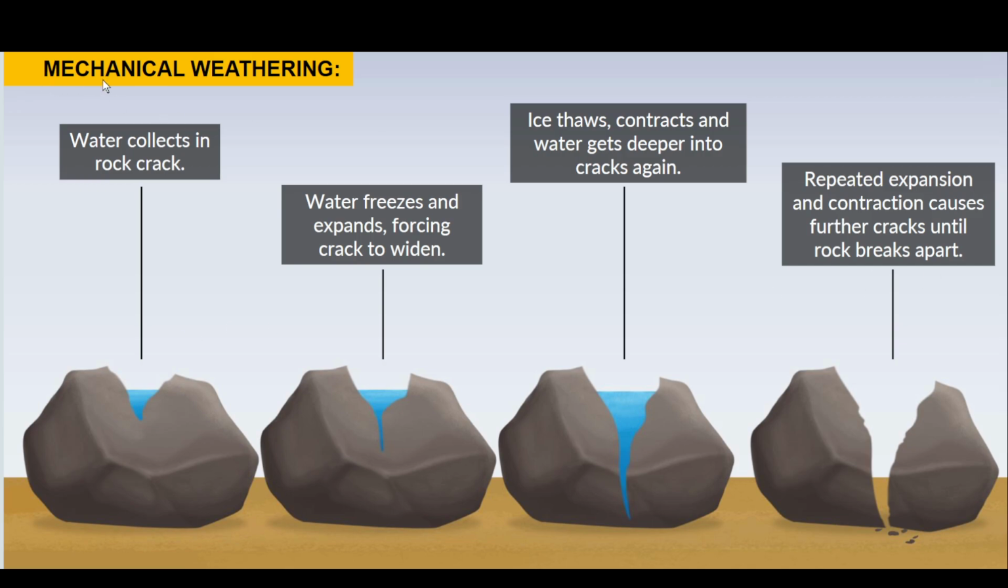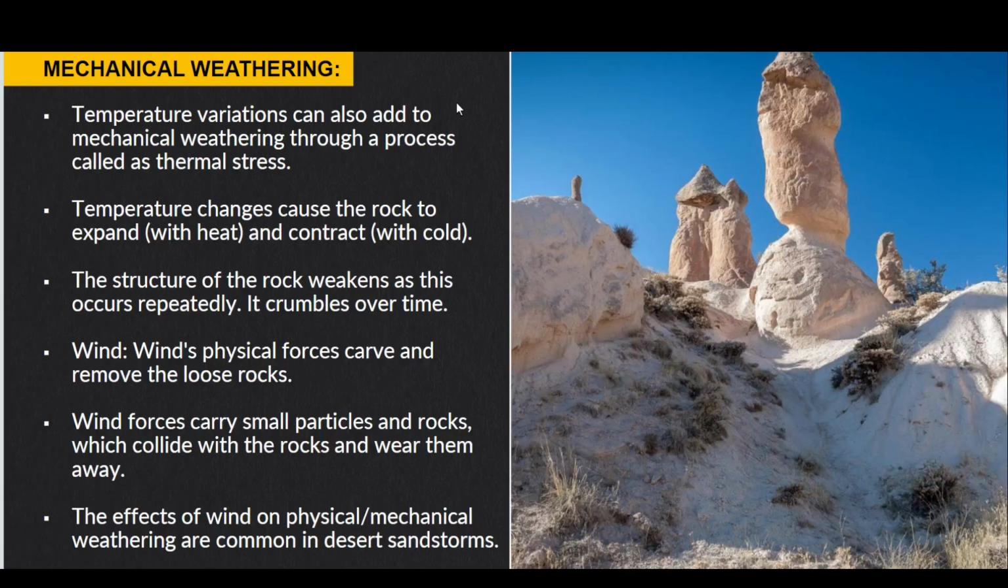Clear? This is an example of mechanical weathering by water. Now, temperature variation can also add to mechanical weathering because of temperature differences, which is called thermal stress. Temperature change causes the rock to expand and contract. As the temperature increases with heat, it will expand, and as the temperature drops with cold, it will contract. This expansion and contraction takes place repeatedly, and the structure of the rock weakens and crumbles over time.